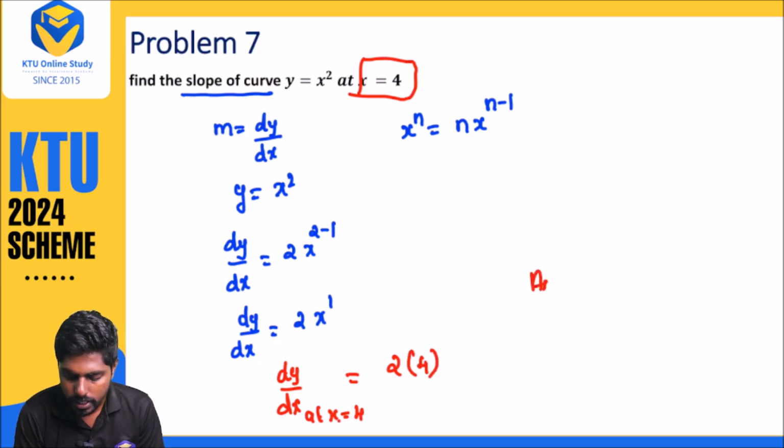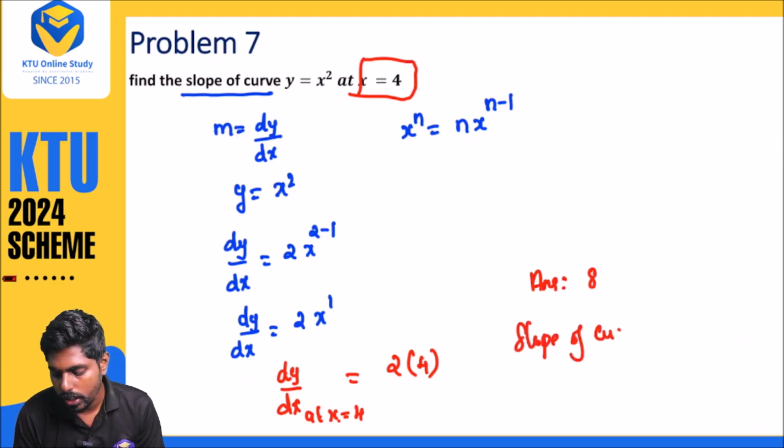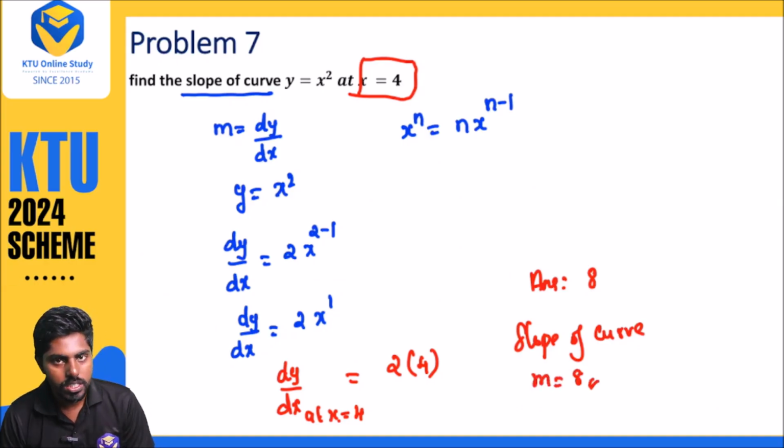So our answer is 2 into 4, that is 8. So the slope of the curve m is equal to 8. This slope of the curve is very much useful in the upcoming classes. Okay, so we will move on to the next problem.